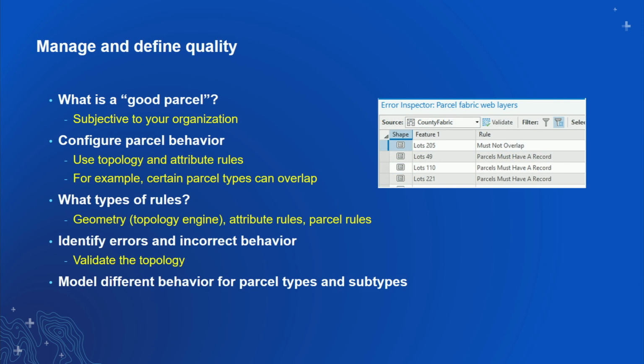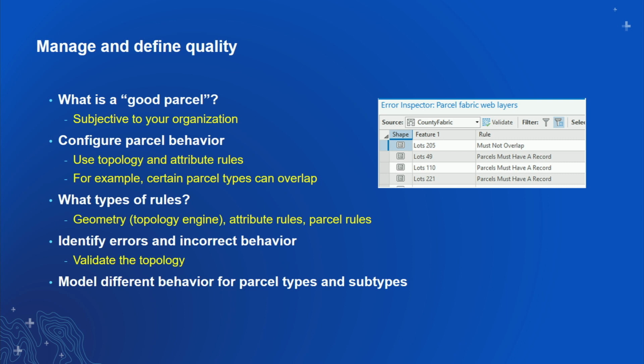Quality management. We have configurable quality management in the Parcel Fabric. Why is it configurable? Because what a good parcel is subject to your organization. We can't say this is what a good parcel is. You guys know what is a good parcel. And also, a good parcel is subject to what type it is. Some types are less restrictive. For example, you may have one parcel type where you allow overlaps, maybe easements, you allow overlaps. But then another parcel type, you don't want to allow overlaps, so you have more strict rules for that parcel type. So it's something that you configure as an organization.